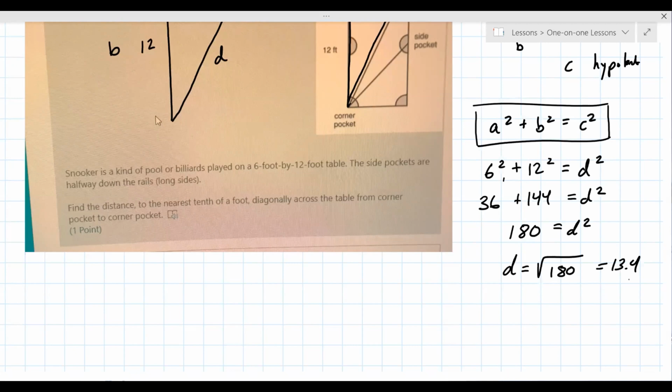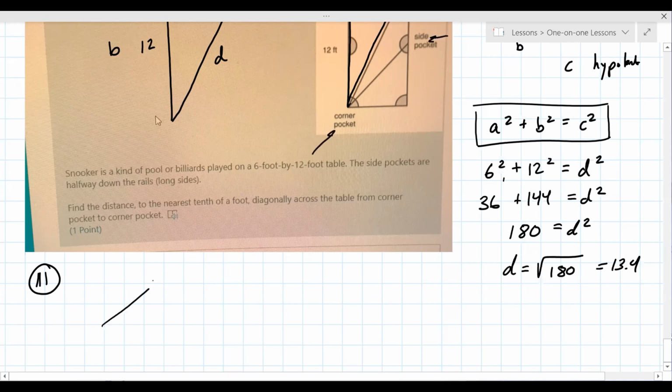Now, I may have found from corner pocket to corner pocket. The next question probably asks for, I think, question 11 or the last question? Yeah, corner pocket to side pocket. So 11 is asking for the distance from corner to side pocket.